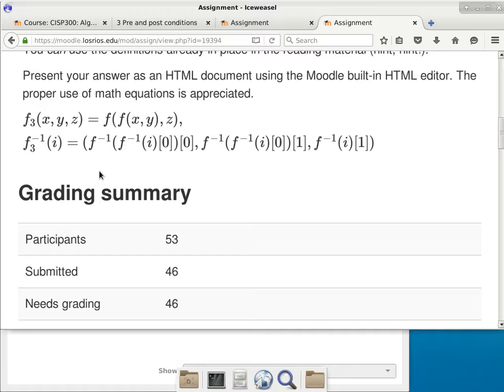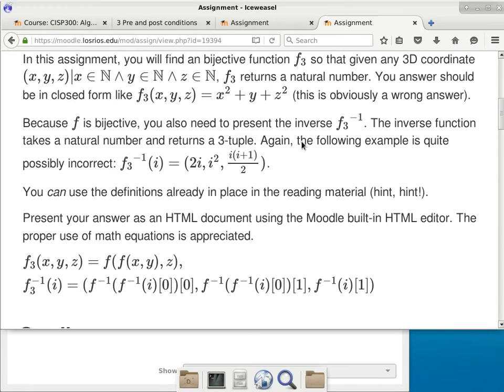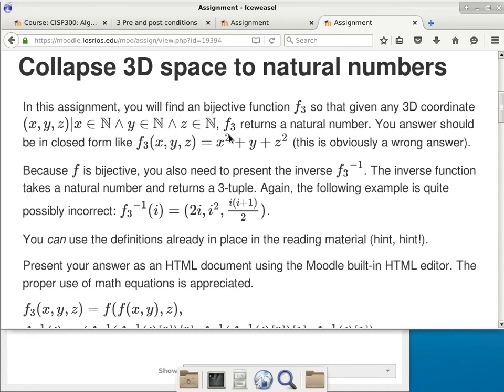No questions? Yep. Did you also have to define the third function? Do we have to define the third function? Which one? The f of 3 x, y, z. Right here it says you will find a bijective function f3. So yes, you have to define what f3 is.